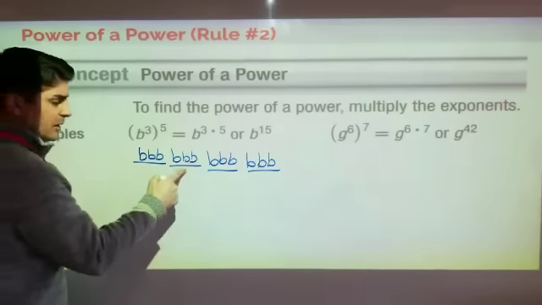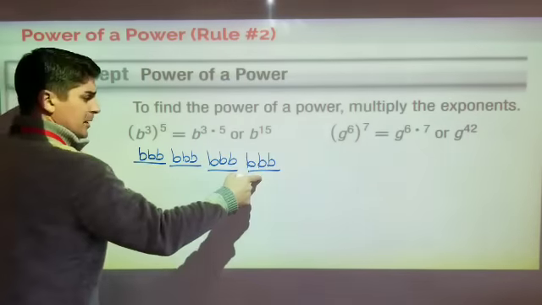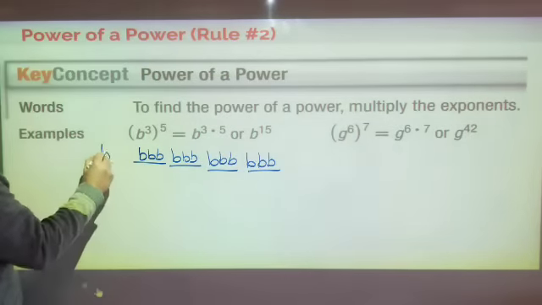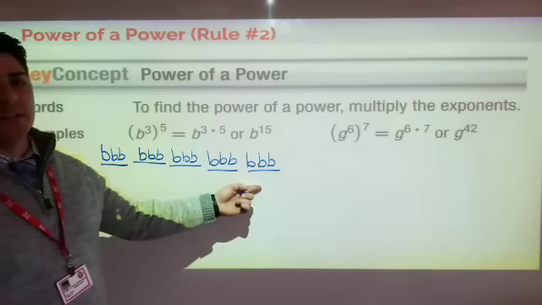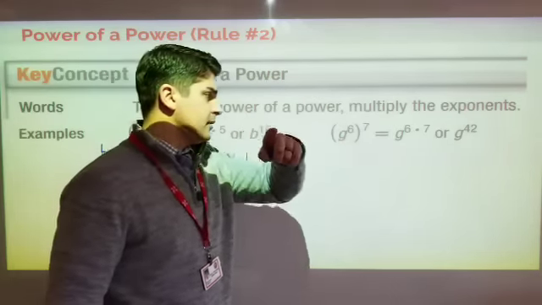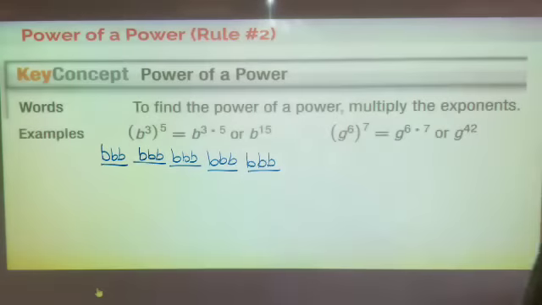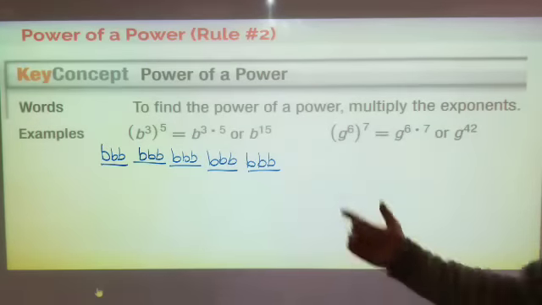B to the third times b to the third times b to the third times b to the third, that's 4. And then the last one, that's 5. You add them all up, we have 15 b's there. B to the 15. Same base, add the exponents. That was the first one.